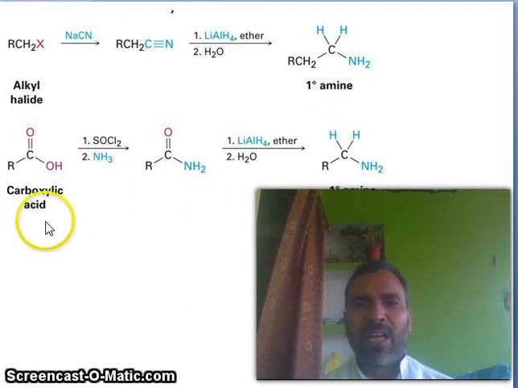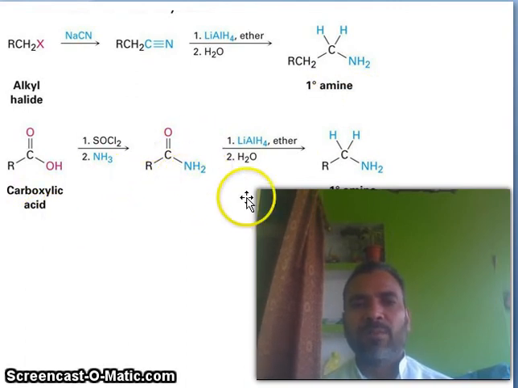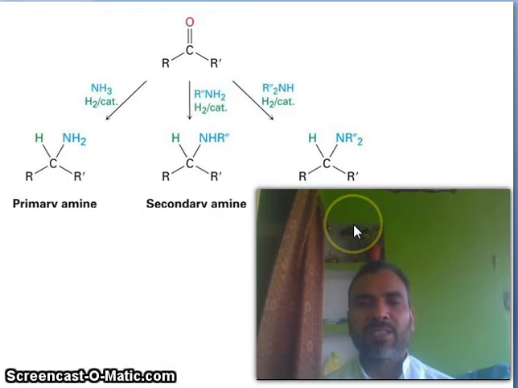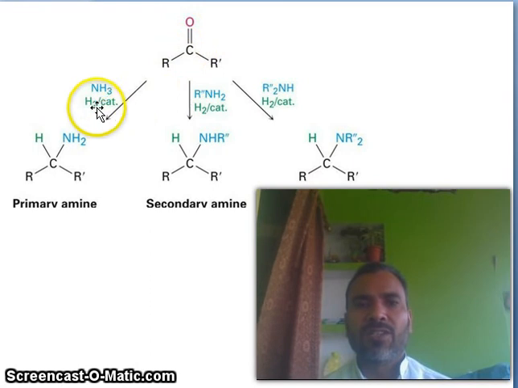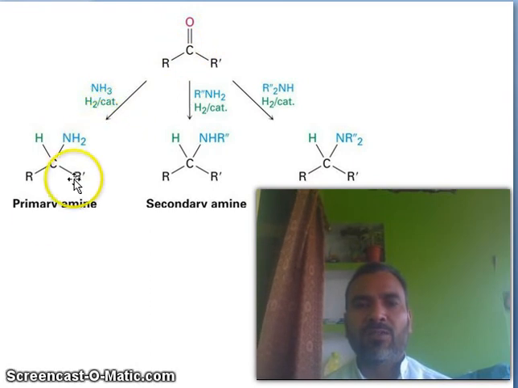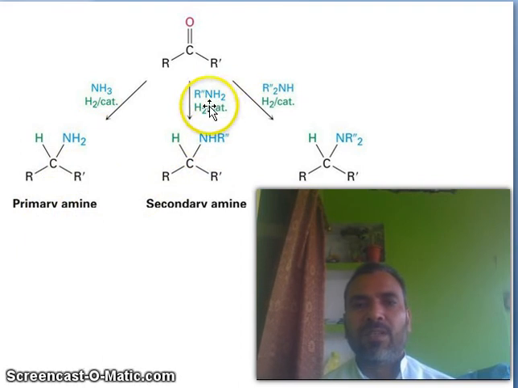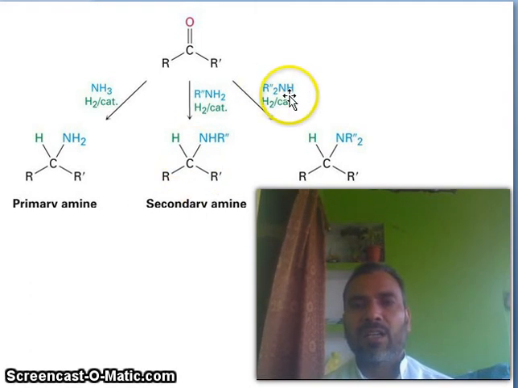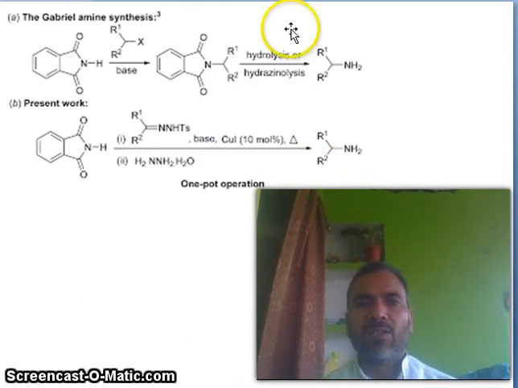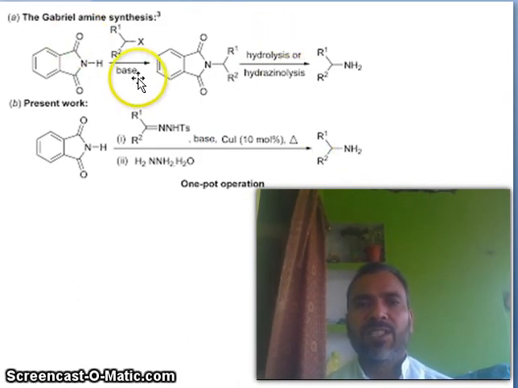And same, if you have a carboxylic acid, it reacts with thionyl chloride and ammonia, you will get this amide. On amide reduction, you will get the 1 degree amine. If you have the ketone, then on reduction with ammonia and hydrogen catalyst, you get the primary amine. If a primary amine reacts with ketones, you will get the secondary amine, and if a secondary amine reacts with ketone, you will get the tertiary amine.